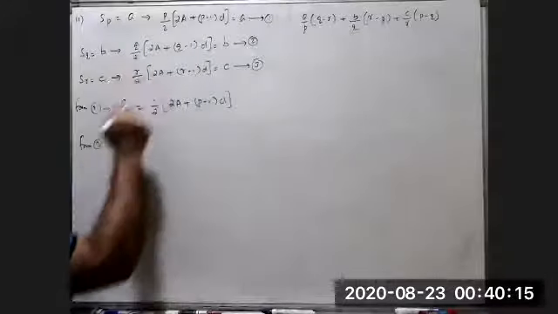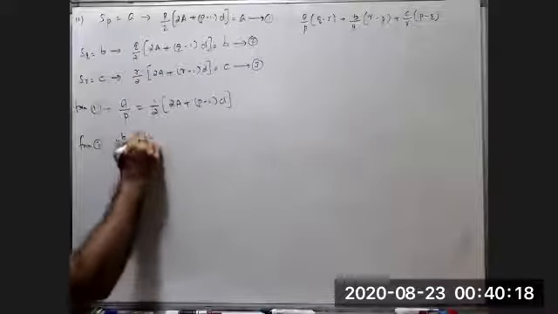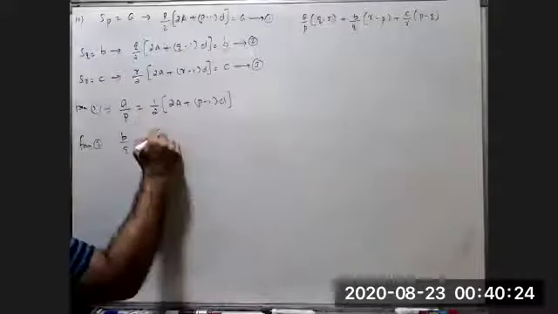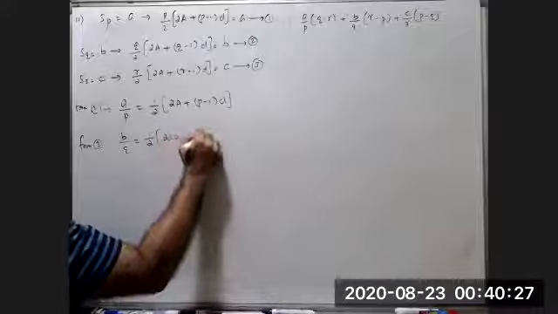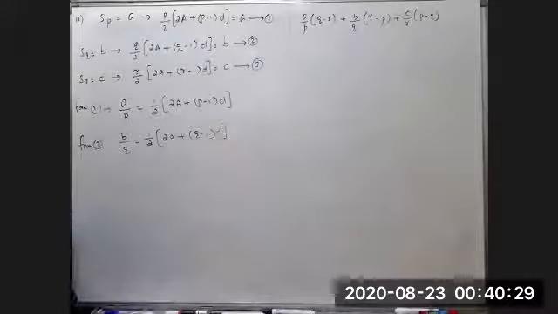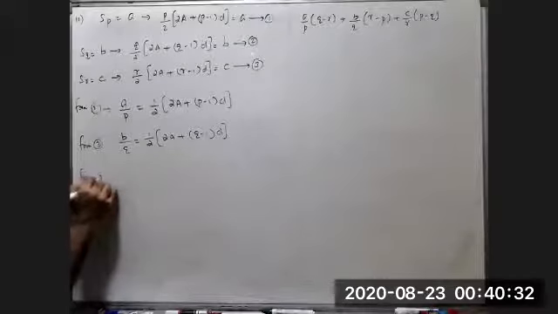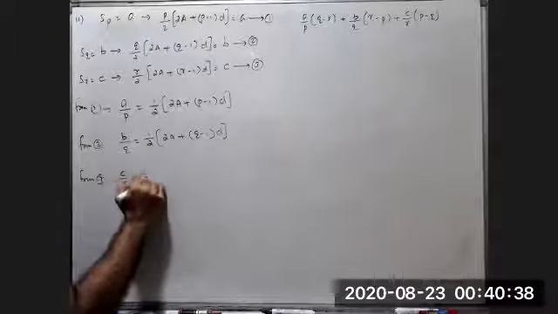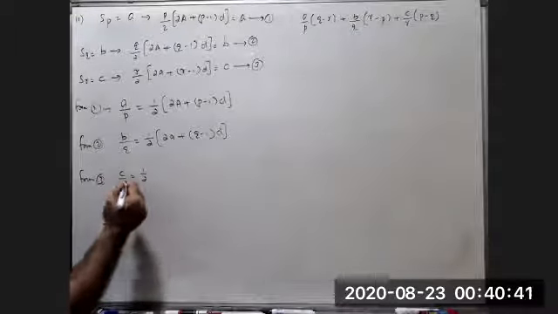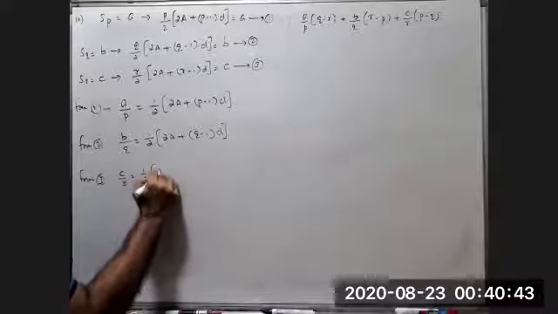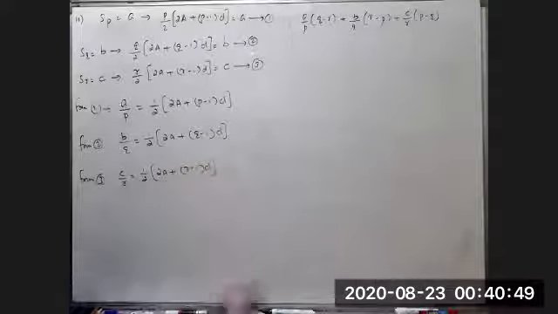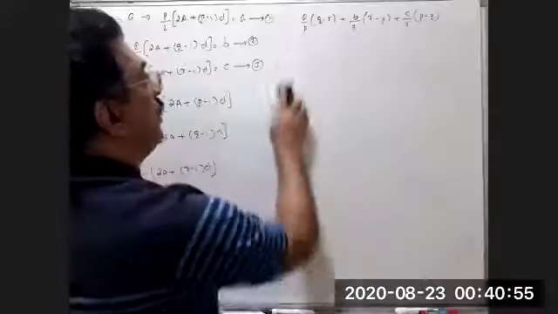From 2, get the value of B by Q, which is 1 by 2. This Q goes to the other side, 1 by 2. Left out is 2A plus Q minus 1 into D. And from 3, get the value of C by R, 1 by 2 into 2A plus R minus 1 into D. So we got these values.